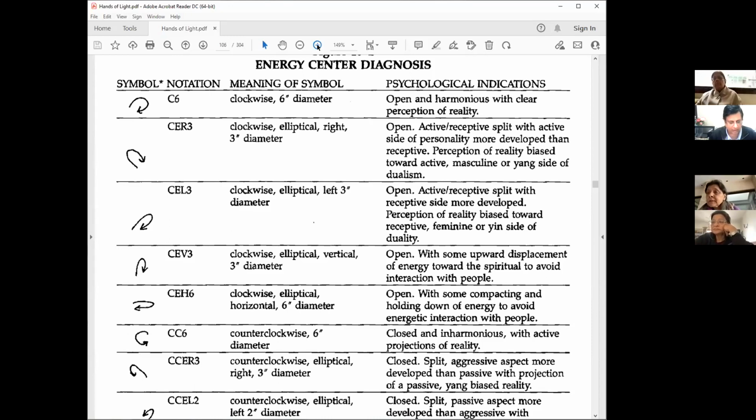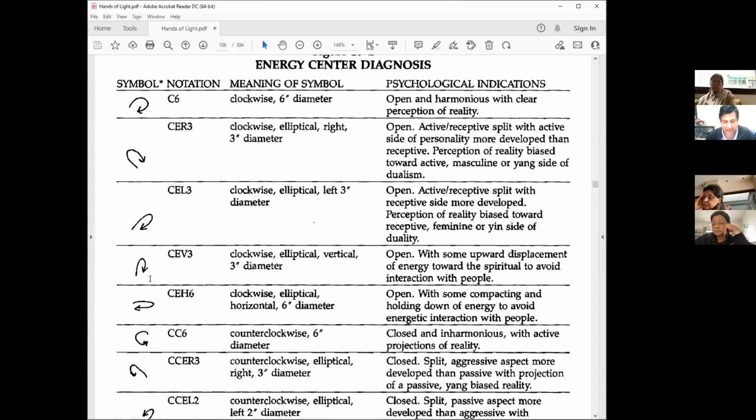So we are reading Hands of Light by Barbara Brennan. We are on chapter 10, page number 84 of the book. We are going to read the energy center diagnosis. PDF page number 106.